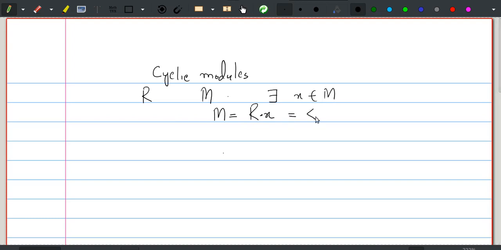So let us recall what we mean by cyclic modules. Suppose we are given a ring R, and then an R module M. This is said to be cyclic if there exists some element x in M such that M is actually R times x, i.e. it is generated by x.